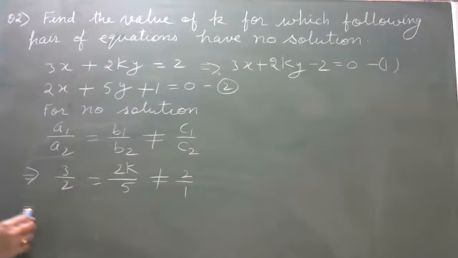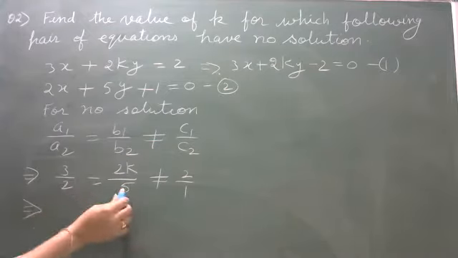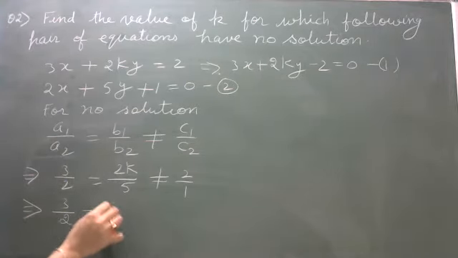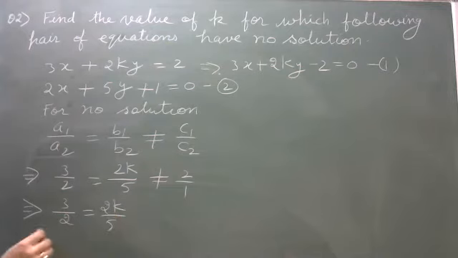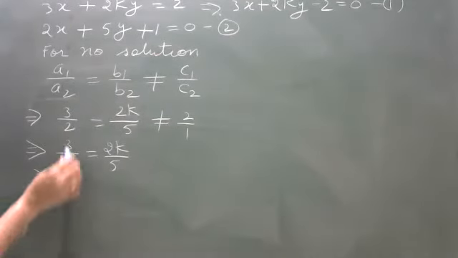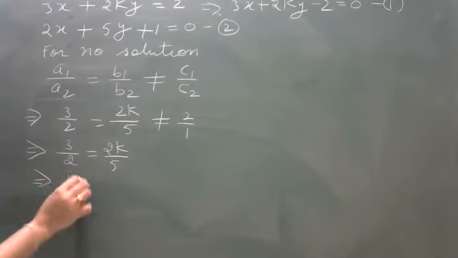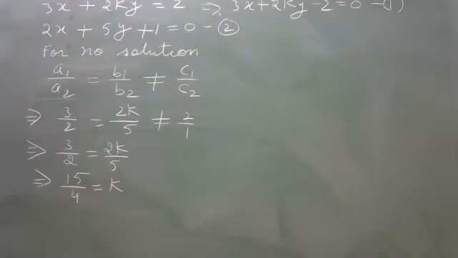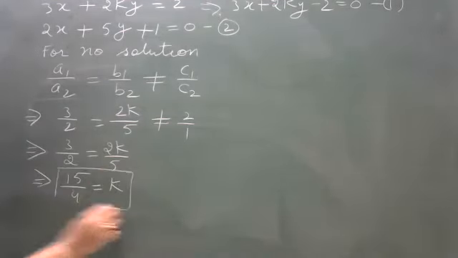So those who have found the solution, they can write the answer. From here, find the value of k. If we compare these two, 3 over 2 is equal to 2k over 5, which implies the value of k should be 15 over 4. So 15 over 4 is equal to k. ठीक है, तो k की ये वाली वैल्यू आपका आंसर होगी.